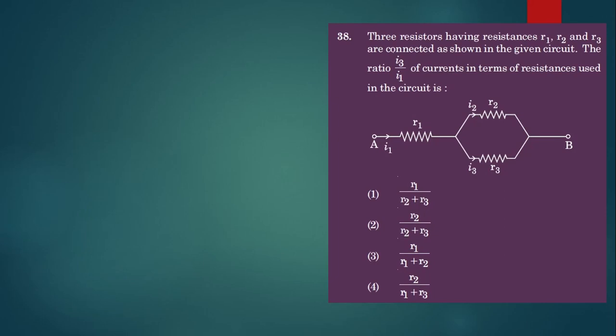Here in this question, 3 resistors are given and corresponding currents are given. This question belongs to the current electricity chapter. According to the description, I1 passes through R1, I2 passes through R2, I3 passes through R3. And we are supposed to find the ratio I3 divided by I1. When I see this question, I realize that this I1 gets split into 2 parts. Whenever current is split into 2 parts or 3 parts, I realize that Kirchhoff's current law is working here. So I have to apply Kirchhoff's current law.